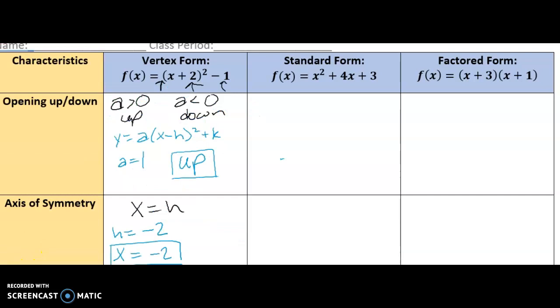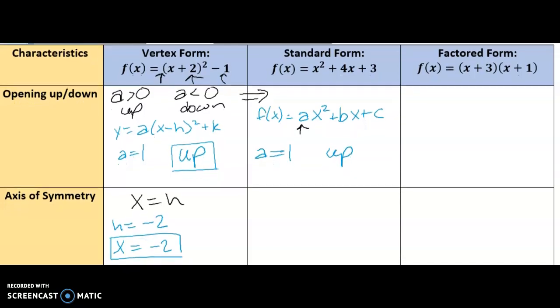Okay, when we're looking at standard form, we want to find opening up or down. We look at the same thing. You always look at a. But when we're looking in standard form, we've got to think of it as f of x equals ax squared plus bx plus c. So our a is that leading coefficient there, right in front. a is equal to 1 here. So we are opening up.